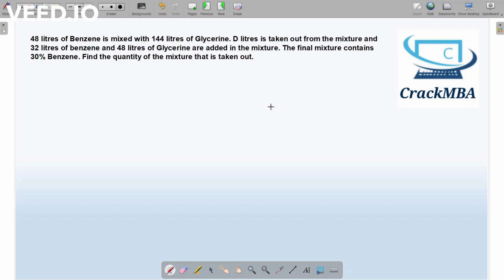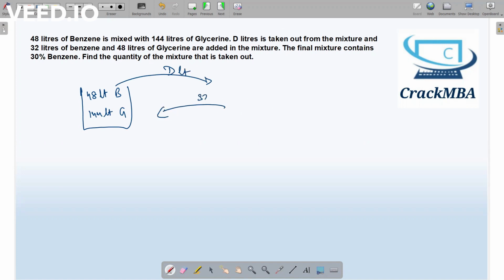So let's first understand what's the scenario going on. In a container, we have 48 liters of benzene and 144 liters of glycerin. I'm removing D liters from this mixture, and I'm adding 32 liters of benzene and 48 liters of glycerin into it. The final mixture will have 30% benzene. They have asked me the value of this D, the quantity of mixture that is taken off. So this is the overall scenario of this question.